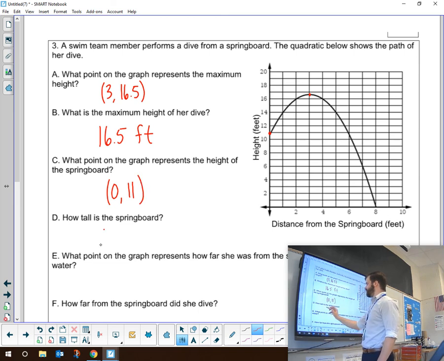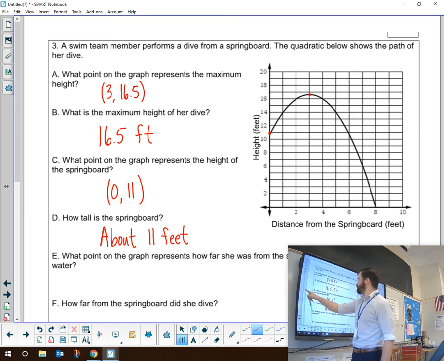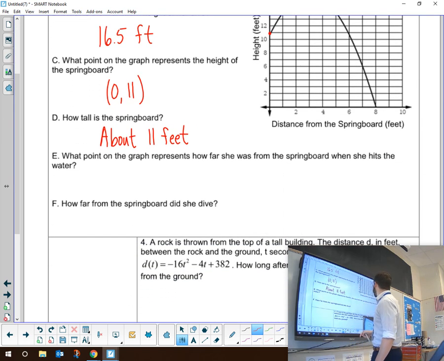How tall is the springboard? I'm going to say about 11 feet. What point on the graph represents how far she was from the springboard when she hit the water? So that's going to be all the way out here at 8, right? So that's going to be at 8, 0, and that's going to be an x-intercept.